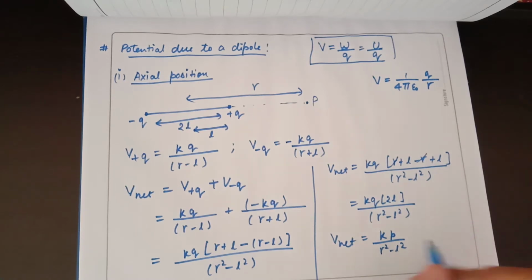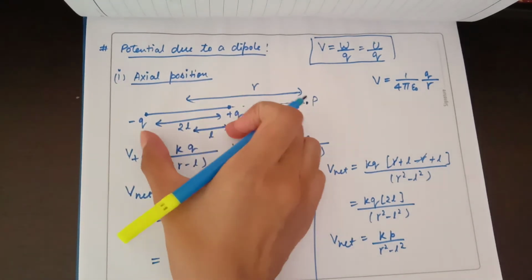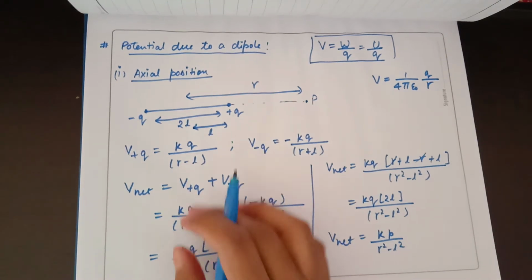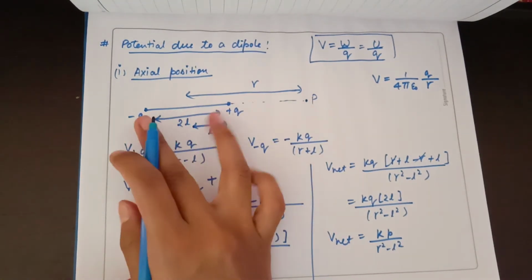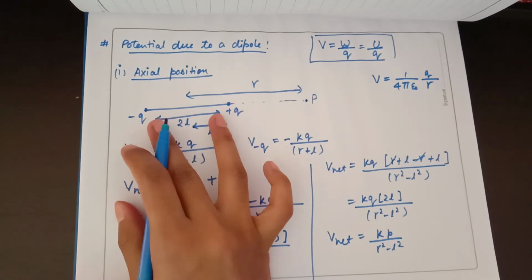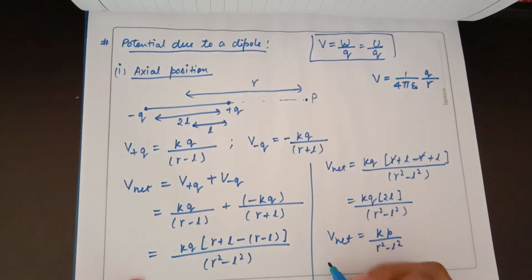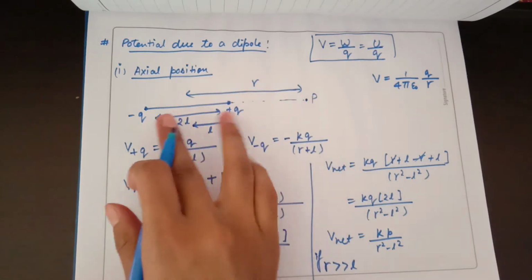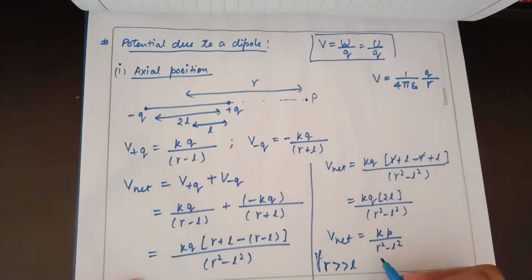Now we will make an assumption here that this length is very small compared to the distance, as you know, the dipole is a system where two charges are separated by a very small distance. So I will write, if R is very much greater than L, this distance is very much greater than the length of the dipole, then V net is equal to Kp divided by R square.